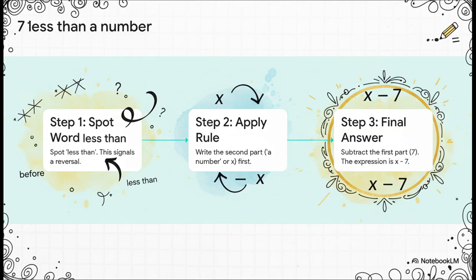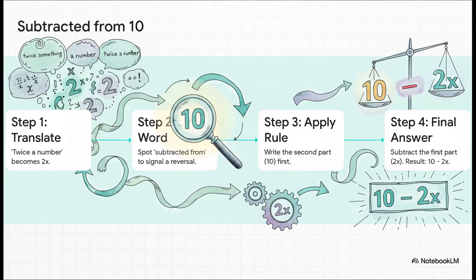See how that works? Okay, you ready for one that's a little trickier? How about twice a number subtracted from 10? First, let's just translate the pieces we know. Twice a number is just 2x. Easy enough. Now we scan for our turnaround words, and there it is, subtracted from. That's our cue. The rule kicks in, we write the second part, the 10, down first. Then we subtract the first part, which was 2x. And our final answer is 10 minus 2x.